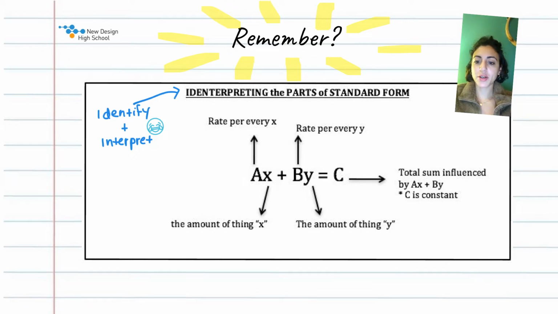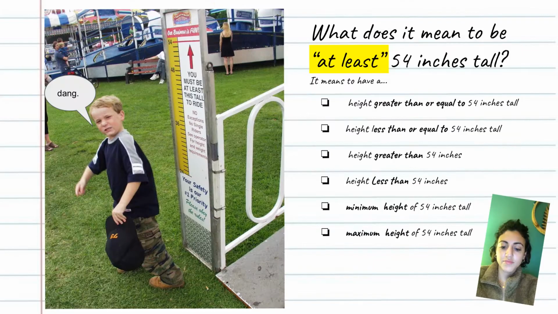So, do you remember identifying and interpreting? I called it identiterpreting the parts of standard form, ax plus by equals c. The a and the b are the rates, and then the amount of things in the scenario are the x and the y, and then the c is the total sum, and it's a constant and it's influenced by whatever you're counting and whatever the rate is.